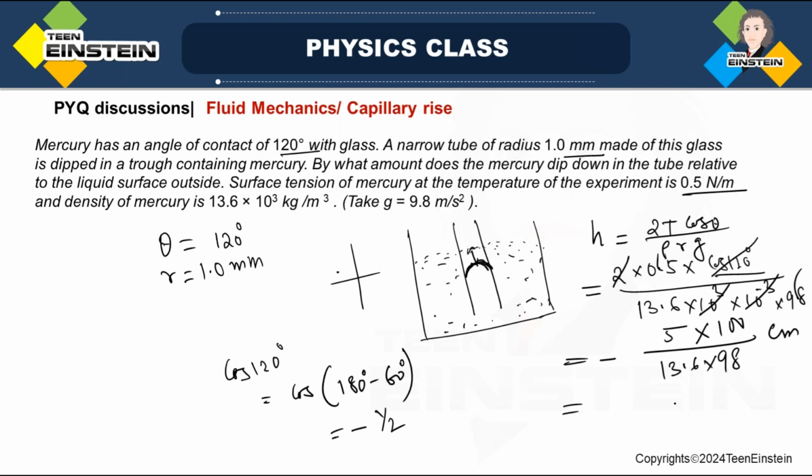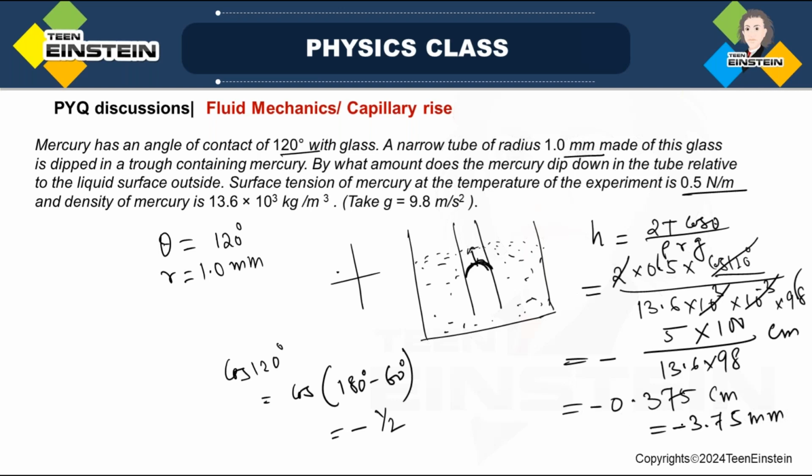13.6. Okay, so this is actually going to be 0.375. This is in centimeter actually. If we want to make it millimeter, this is centimilli, so I can write 3.75 millimeter. Just let me cross check whether this value we have got is correct. Yes, this is correct actually.